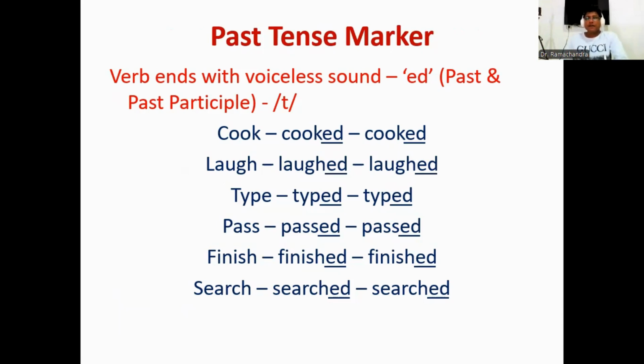Look at that. Type, p, voiceless. When I add ed in the past tense and past participle, it becomes t: type, typed, typed. It's not a d sound. Wrong. Pass: when you get a voiceless sound, pass, passed, passed, not with a d sound. Wrong.